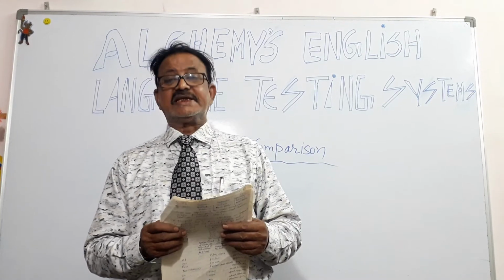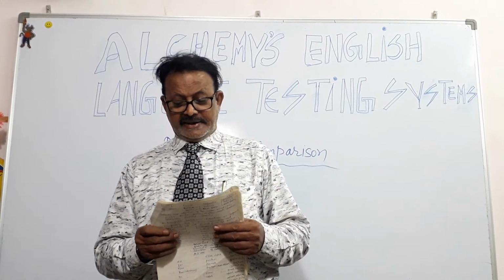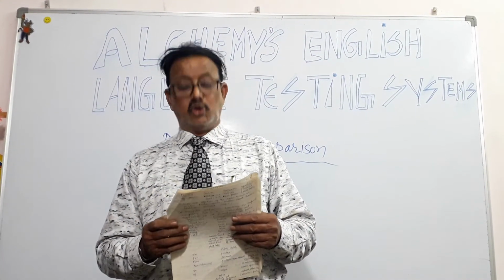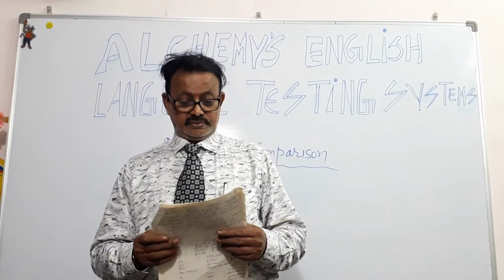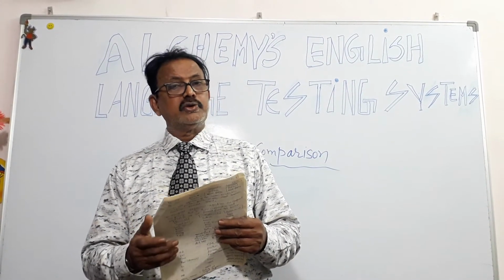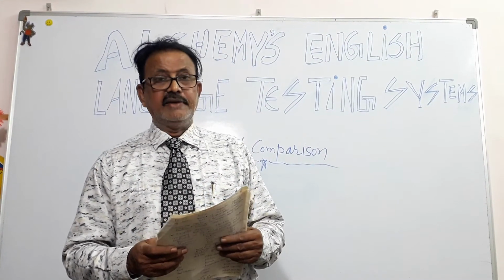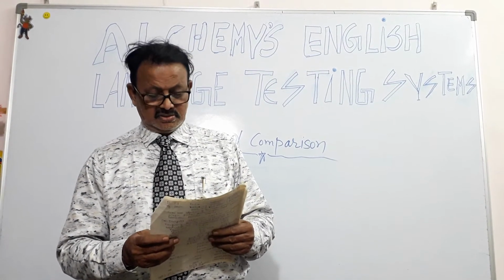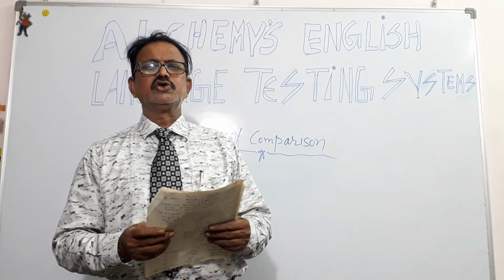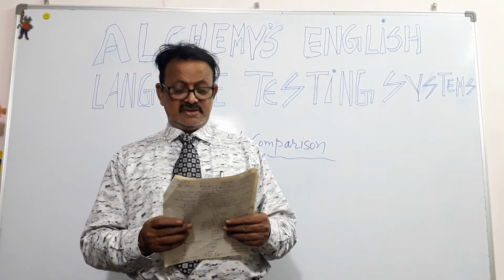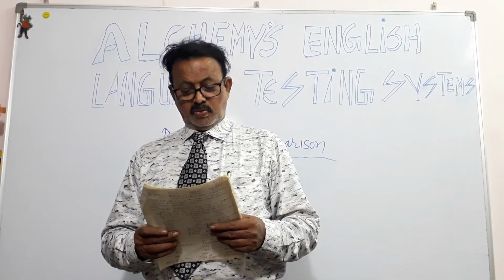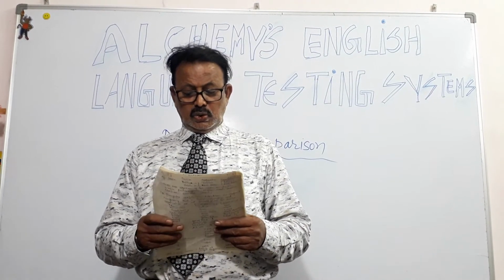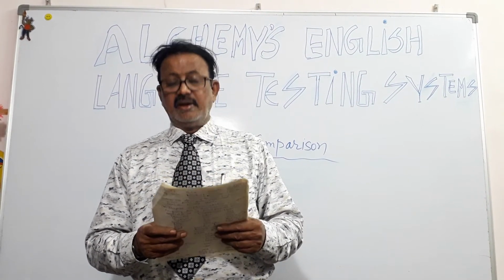Adjectives of more than two syllables form their comparatives and superlatives by putting more and most before the positive. Beautiful, more beautiful, most beautiful; difficult, more difficult, most difficult; industrious, more industrious, most industrious; courageous, more courageous, most courageous.